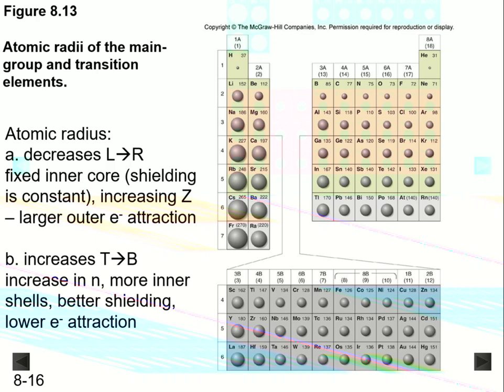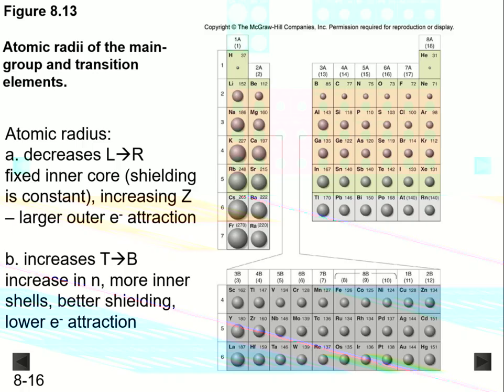And then as we go from top to bottom, as in B, we're increasing n. We have more inner shells, better shielding and lower electron attraction, but we're also going to a higher principal quantum number, and that tells us we're going to a further distance from the nucleus. So this is the trend in atomic radii for the main group and the transition elements.